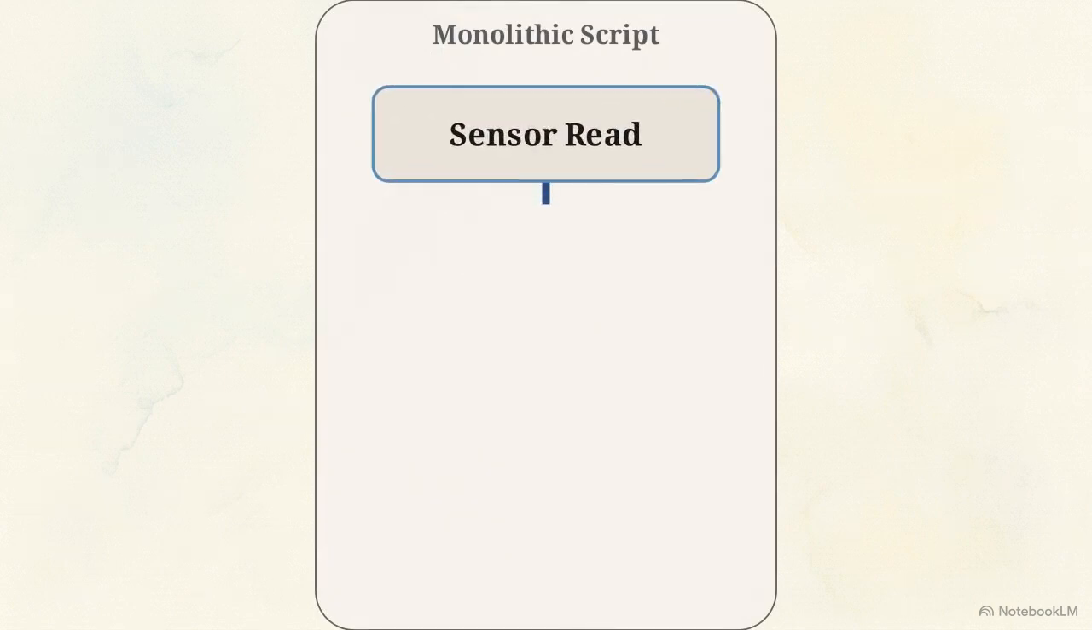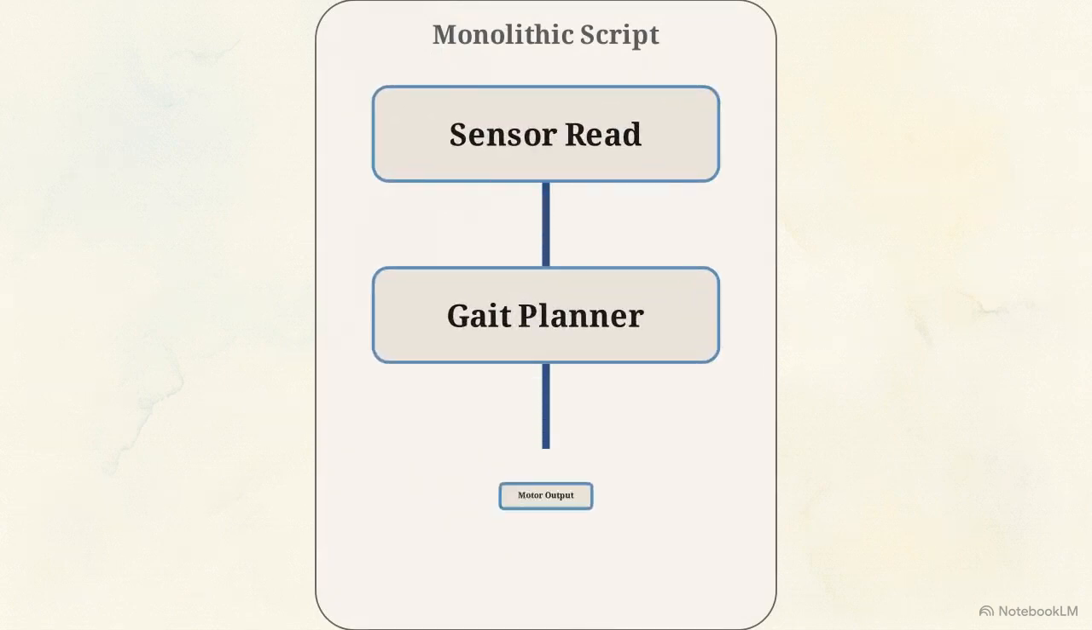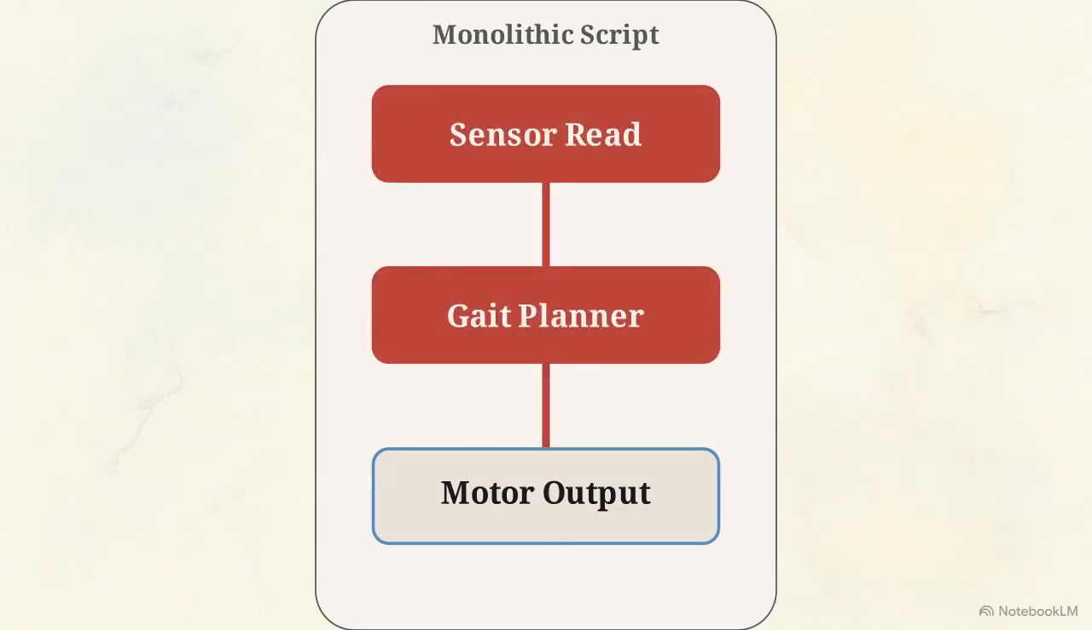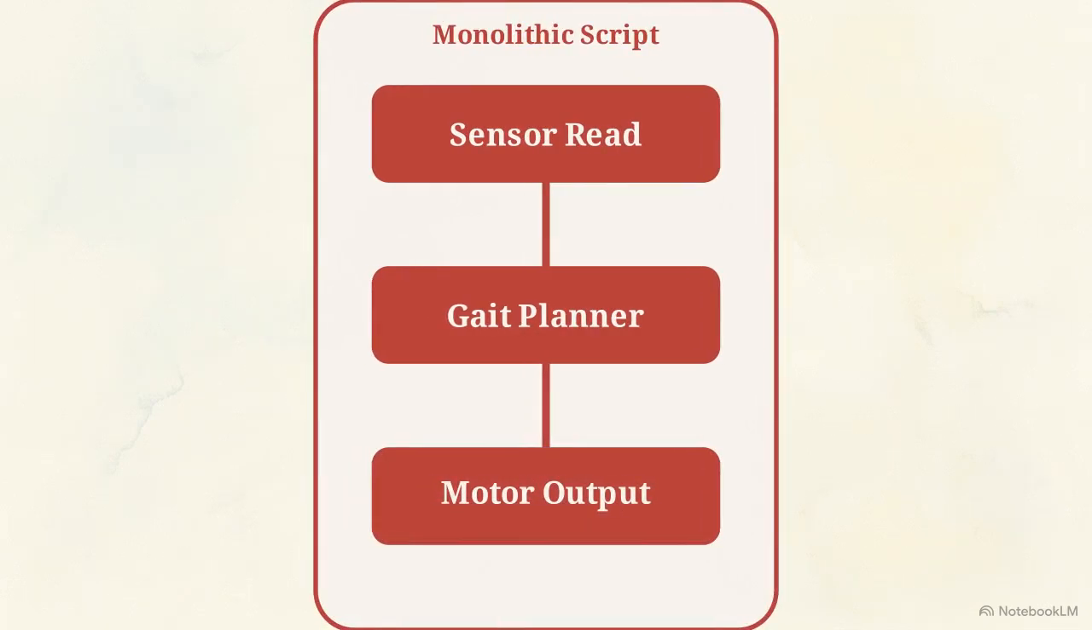When you write one monolithic script that directly links your sensor read function to your gait planner and your gait planner to your motor commands, you create a rigid chain of dependencies. A single timing bottleneck anywhere in that chain crashes the entire system.